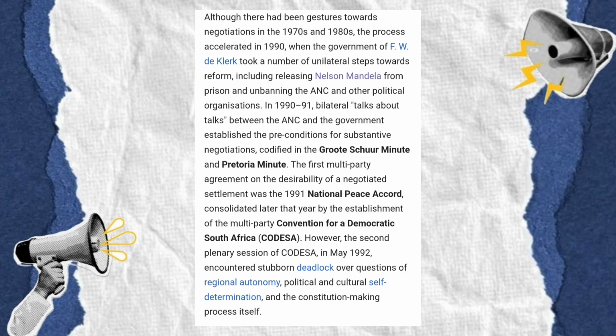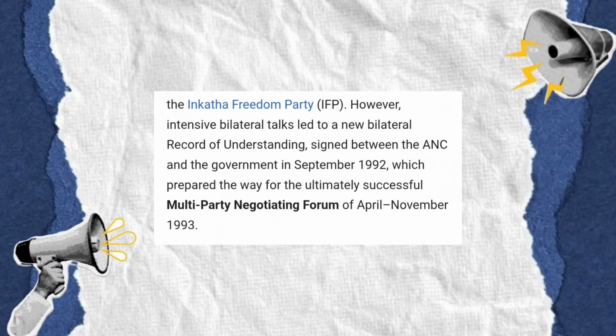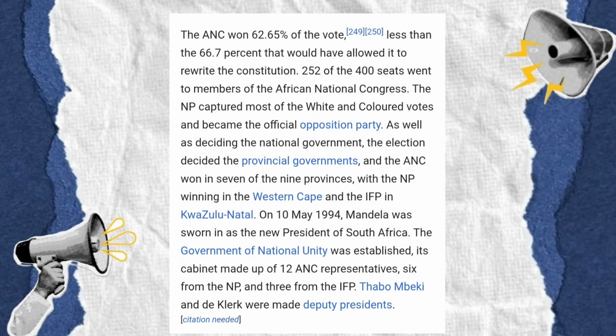The country had to transition from apartheid to democracy without falling into a full-scale civil war. Negotiations began. There were disagreements, there was violence, but eventually, leaders reached an agreement. And in 1994, South Africa held its first democratic elections where all races could vote. The ANC won, and Nelson Mandela became the president. For millions of people, it was a historic moment. A system that once seemed unbreakable finally ended.